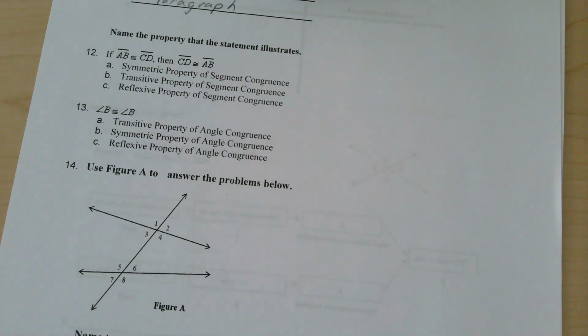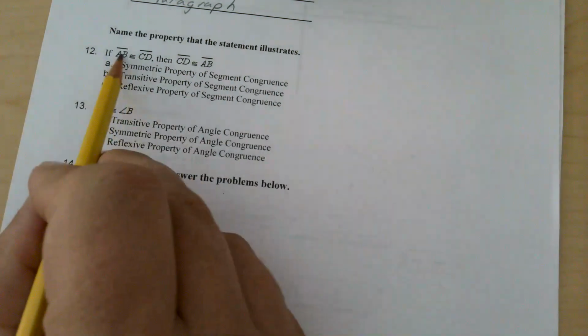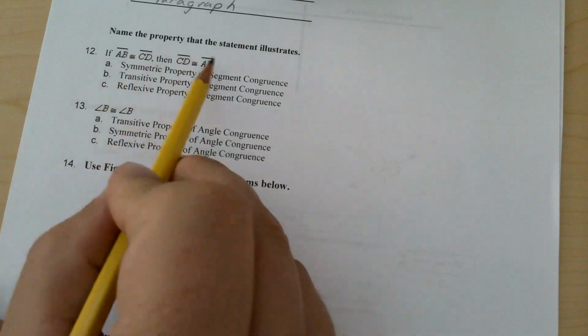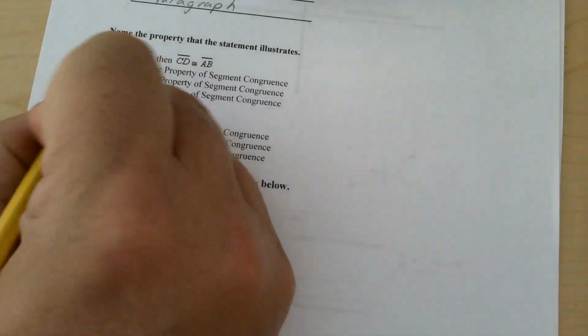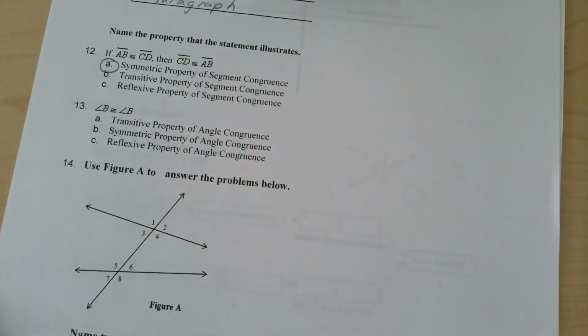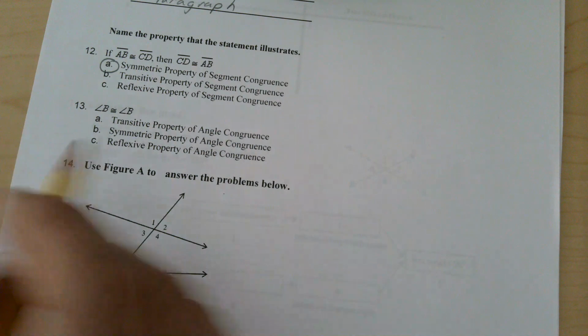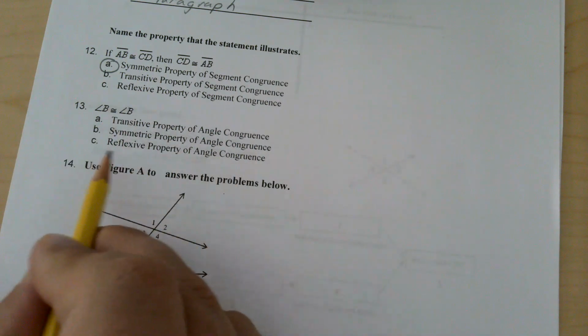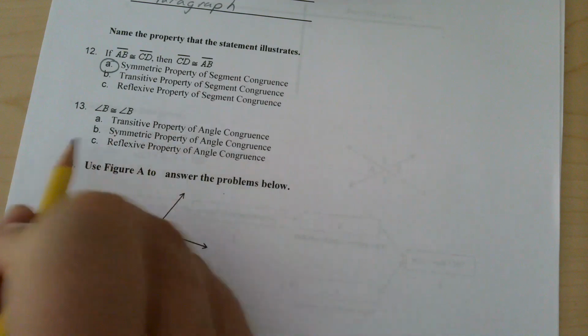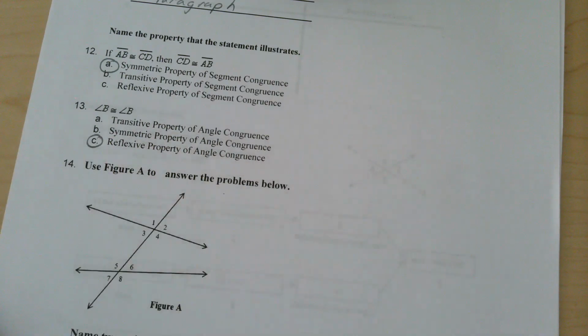So segment congruency is where I just reverse. My left side becomes the right side. My right side becomes the left side. That's the symmetric property. Okay. Here's the reflexive property of angle congruency. We're not using an equal sign, we're using a congruent sign. So this is the proper name for it. We recognize that it's the reflexive.